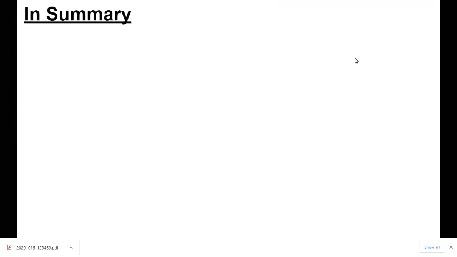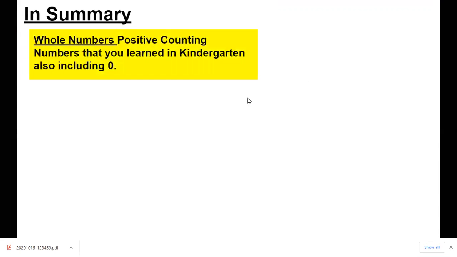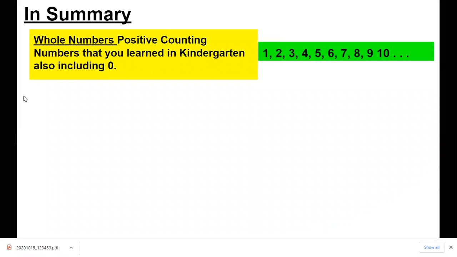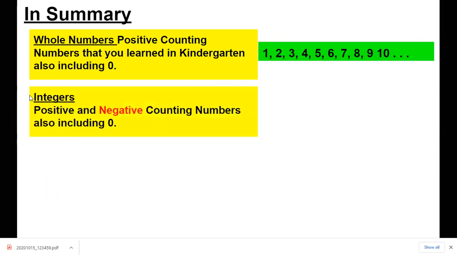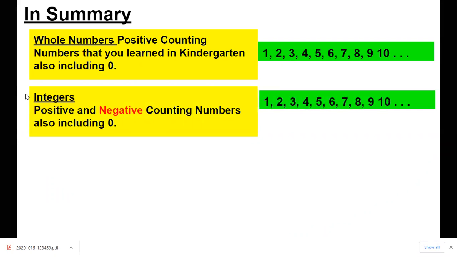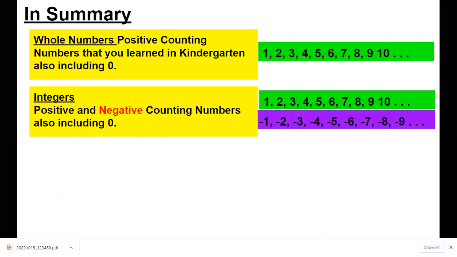Okay, we'll go on. Give some of these a try. So in summary, let's talk about it for a minute. Whole numbers are positive counting numbers that you learned in kindergarten, including 0, 1, 2, 3, 4, 5, 6, 7, 8, 9, 10, etc. The ... means it keeps going forever and ever. Integers are the positive and negative counting numbers, also including 0. So it's still your 1, 2, 3, 4, 5, 6, 7, 8, 9, 10, etc. But it's also your -1, -2, -3, -4, -5, -6, -7, -8, -9, ... Goes on forever in the negative direction.